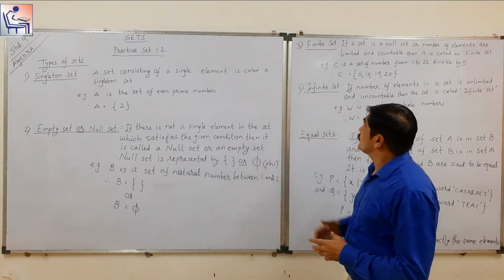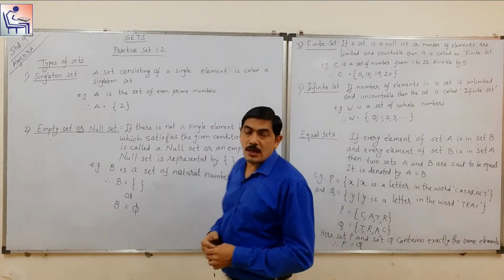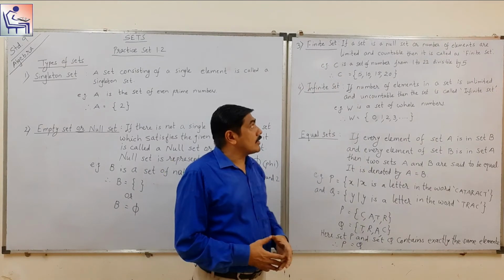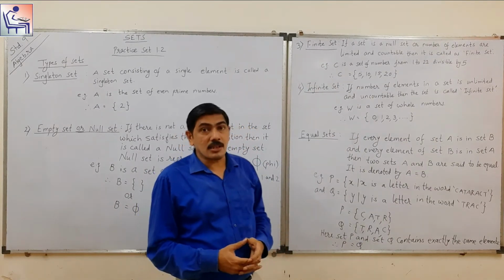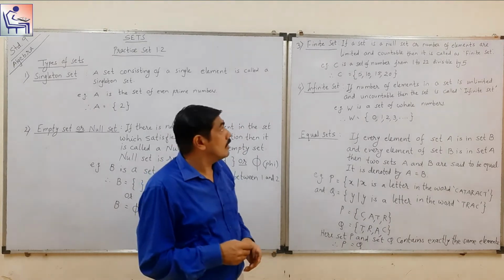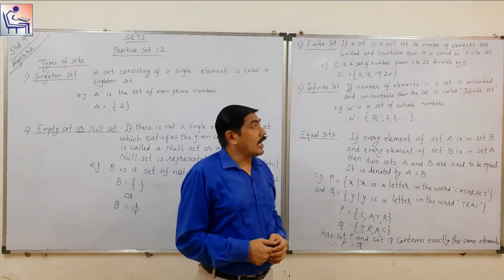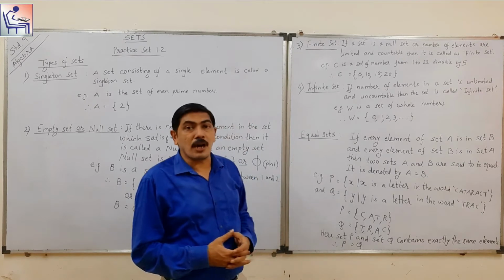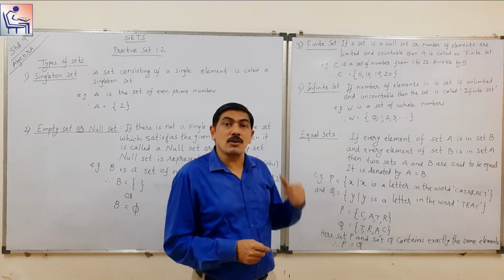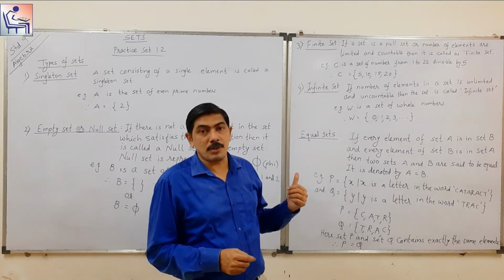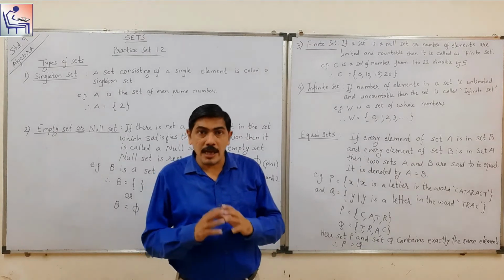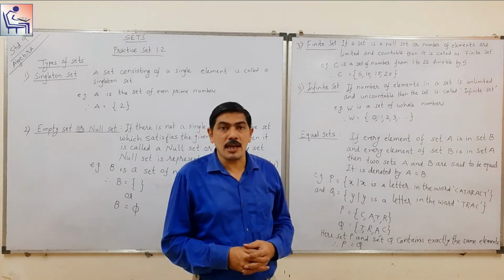Now the third, finite set. Finite set: if a set is a null set, or the number of elements are limited and countable, then it is called a finite set. So every null set is a finite set. Please remember this. And where the counting of elements ends, this is called a finite set.